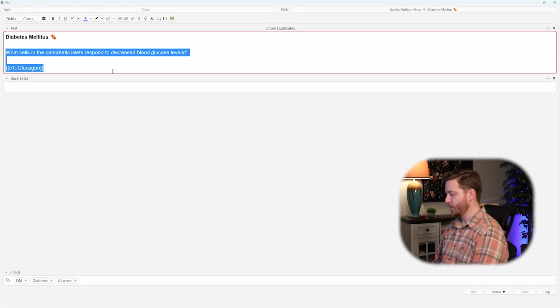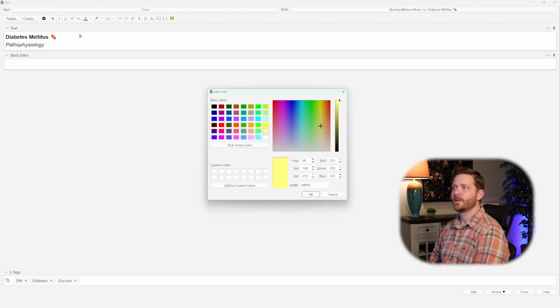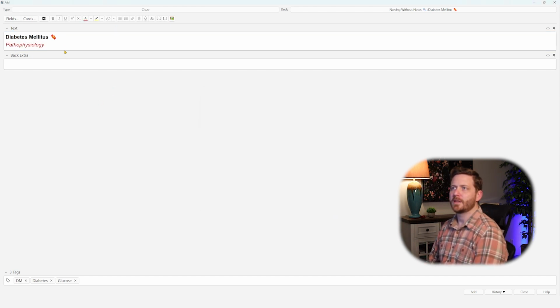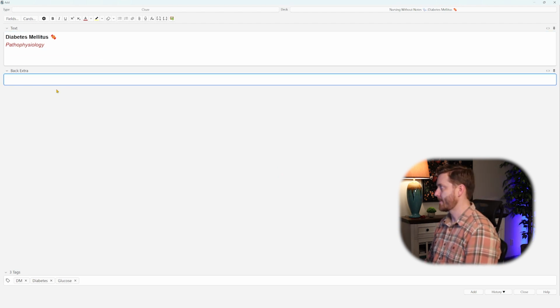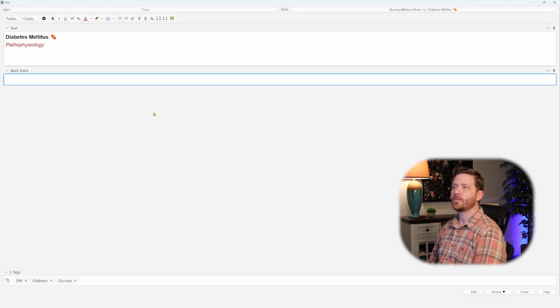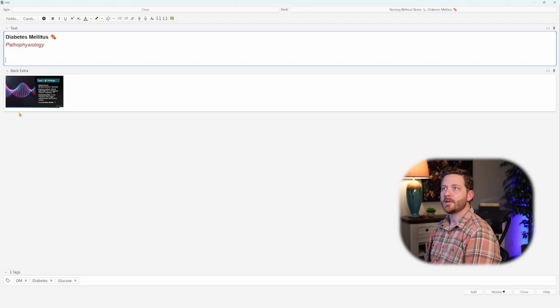All right, so now we're moving on to the pathophysiology. I'll put up here pathophysiology that we got next, and I'm going to just italicize that and then put that text in red, I believe. We'll do it like that. Yeah, pathophysiology. All right, let's get a screenshot of our type 1 diabetes. Now we've got the pathophysiology up here underneath the diabetes mellitus to let us know we are going to be quizzing ourselves over the etiology.